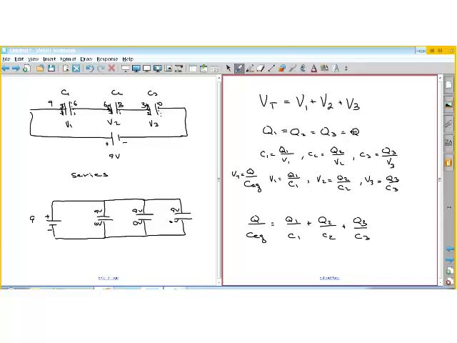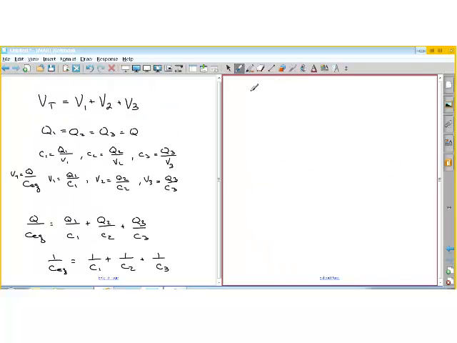But remember, all the charges are the same because of the fact that we can't have any current flowing through here. So those all cancel out, and for series capacitors, you get this relationship: the equivalent capacitance of, in this case, three capacitors in a row is the same as replacing it with one capacitance that is derived from this expression. Okay, so that's for series. Now for parallel.